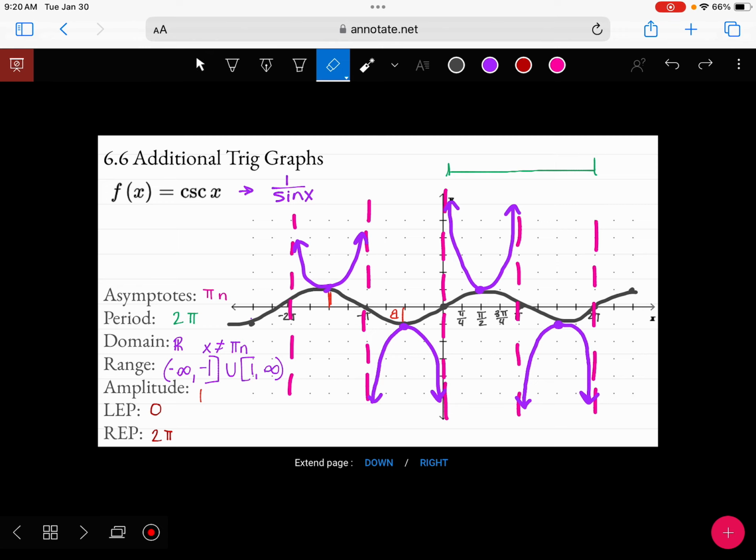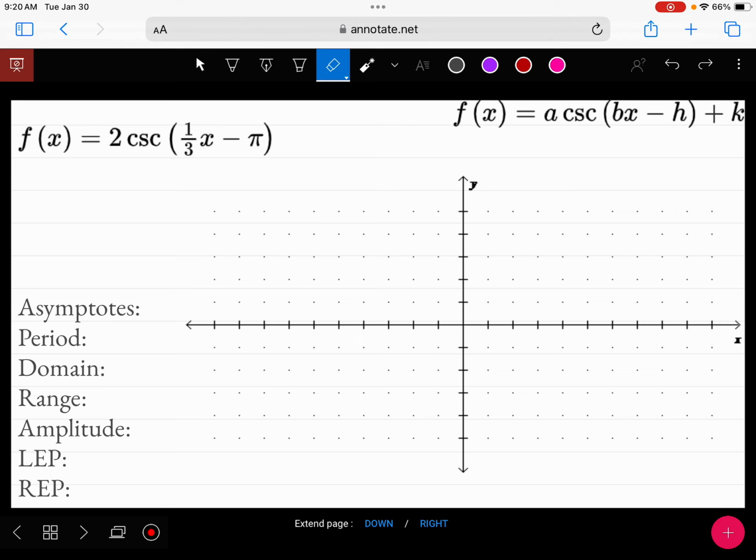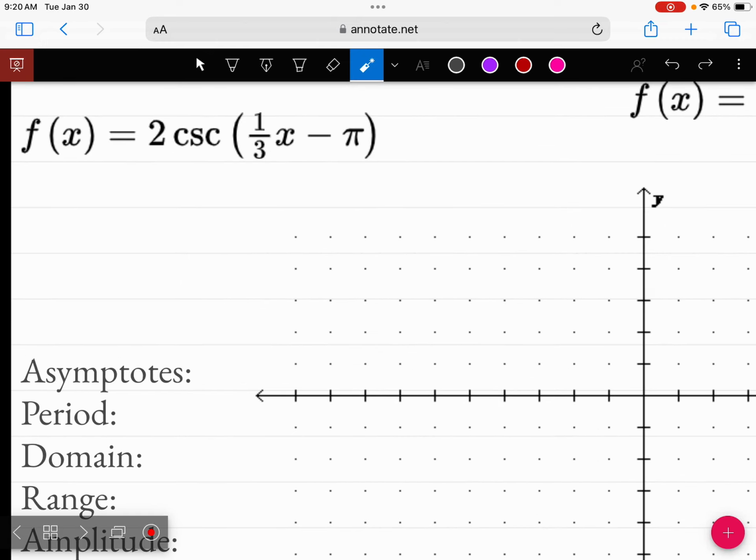So when we start looking at transformations, we have that same transformation form. I put our transformation form up here. But really, we're going to graph sine of these transformations and graph our cosecant based off of sine. So we're going to treat it just like a sine transformation and add in our u's at the end. Okay?